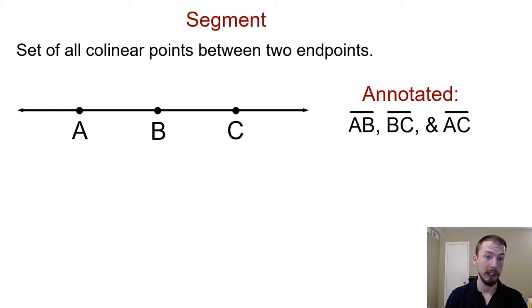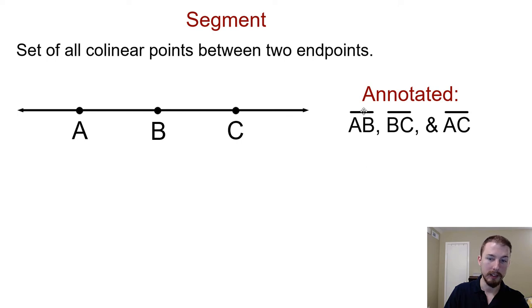One of the examples that we have is a segment, which is a set of all collinear points between two endpoints. So here I have three collinear points, points A, B, and C, that all exist on the same line. They can be annotated. There are three segments here: segment AB, segment BC, and segment AC.